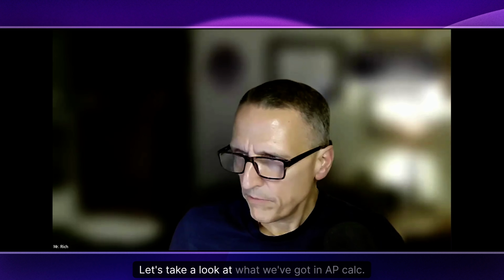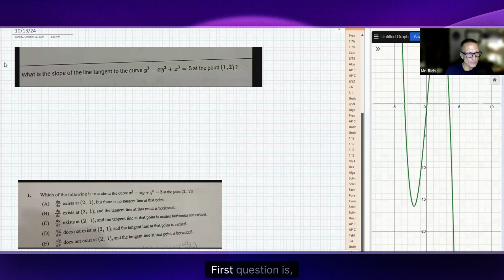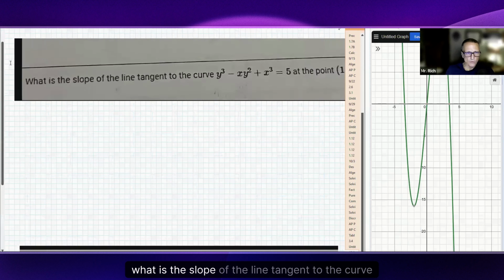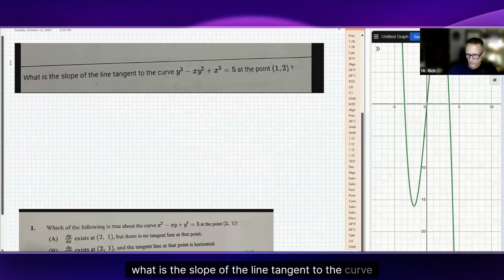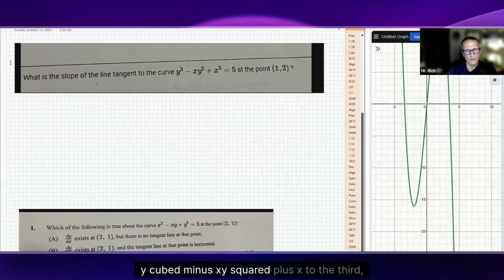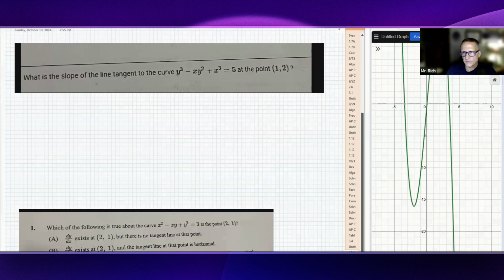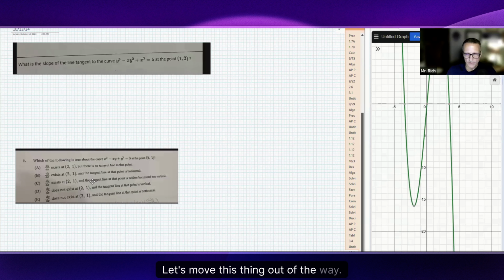Let's take a look at what we've got in AP Calc. Here we go. First question is, what is the slope of the line tangent to the curve y cubed minus xy squared plus x to the third equals 5 at the point 1, 2? So let's take a look at that. Let's move this thing out of the way.